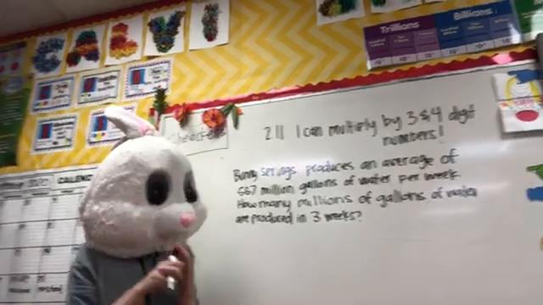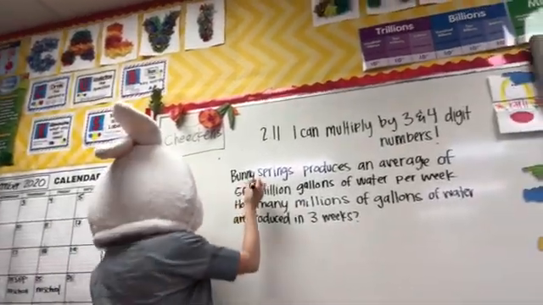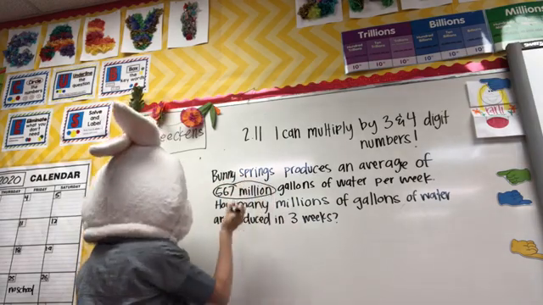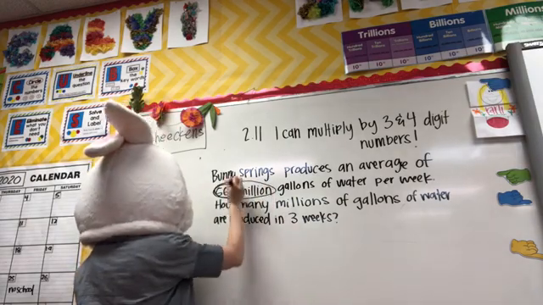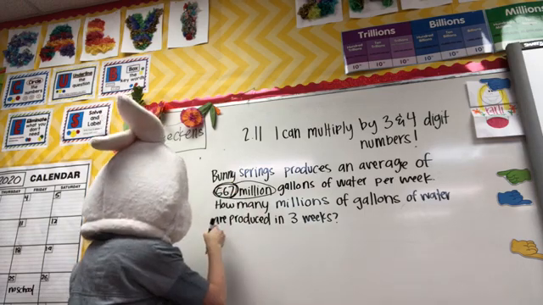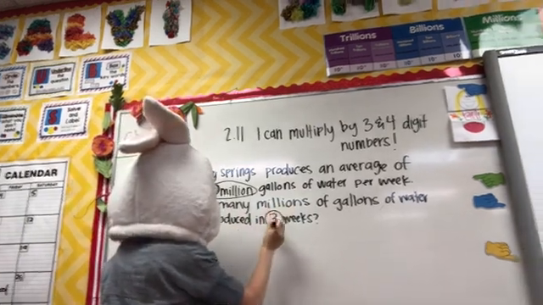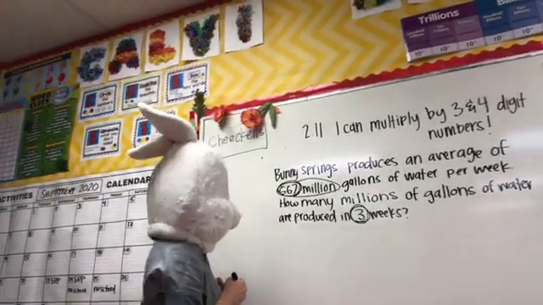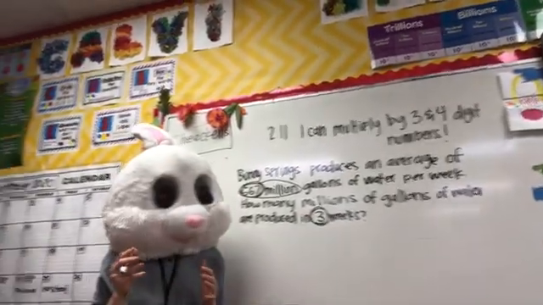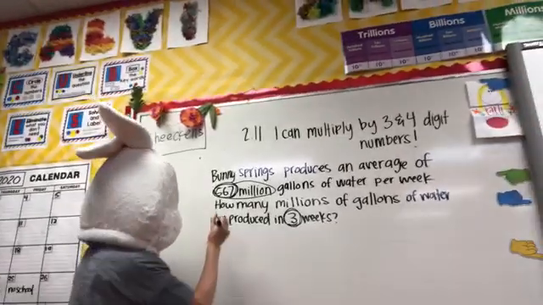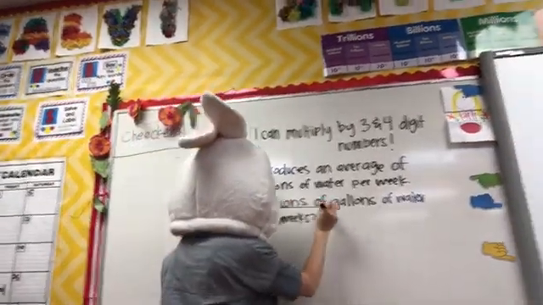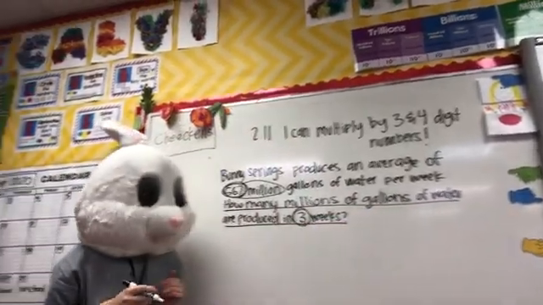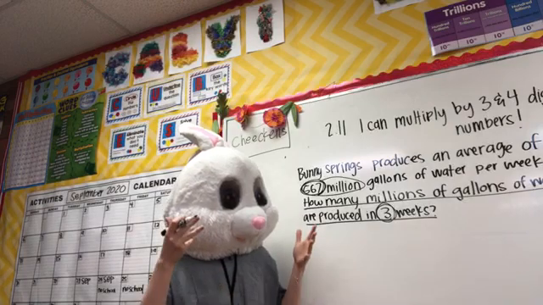Step 1, we're going to circle our numbers. We have 567 million gallons. So really we're looking at 567. And are produced in 3 weeks. Okay? All right. Next thing. It says we're looking for what the question is asking. So let's underline it. How many millions of gallons of water are produced in 3 weeks? All right, that's our question. How many millions gallons of water?